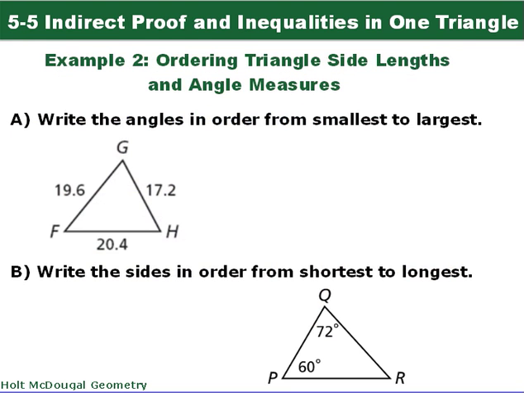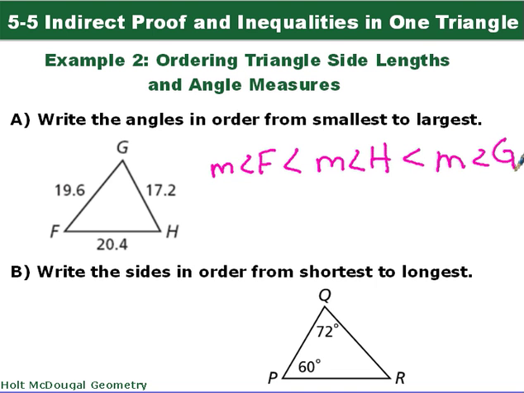So here we want to write the angles in order from smallest to largest. So let's look at the sides we've got, looking for angle smallest to largest. Angle G is going to be our largest because it's opposite the longest side. So the measure of angle F is going to be less than, it's at 17.2, the measure of angle H, which is going to be less than the measure of angle G.